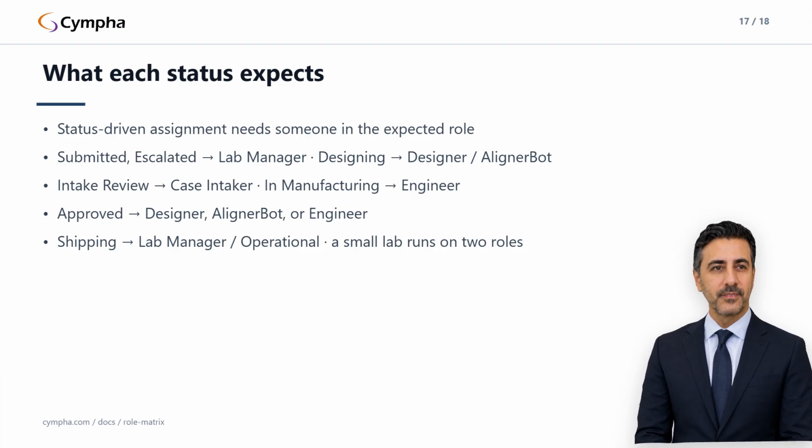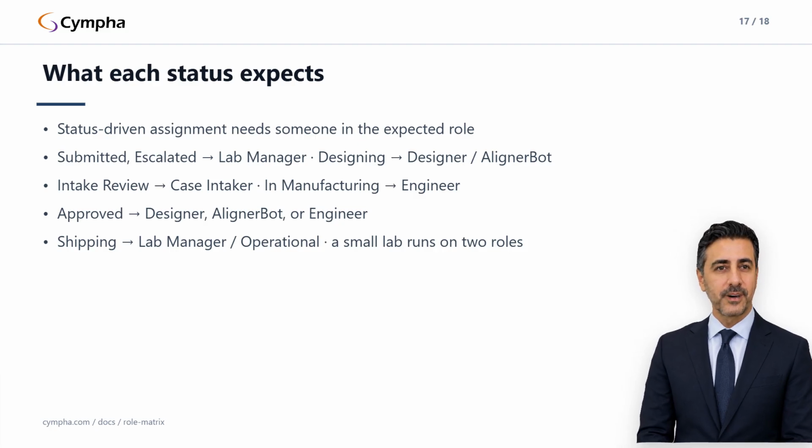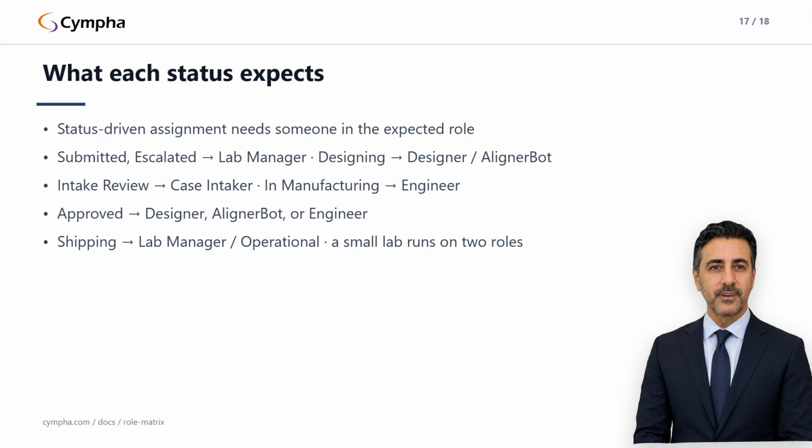Now the reassuring part: a smaller lab can get away with just a lab manager and a designer. The intake step is simply skipped. Digital deliveries never need a manufacturing engineer at all, and without one the physical manufacturing track doesn't appear in the lab's workflow at all. The workflow shrinks to fit the team you actually have. You add roles when the work demands them, not before.